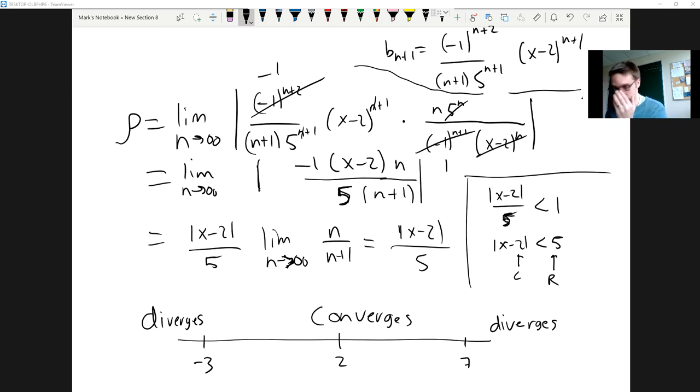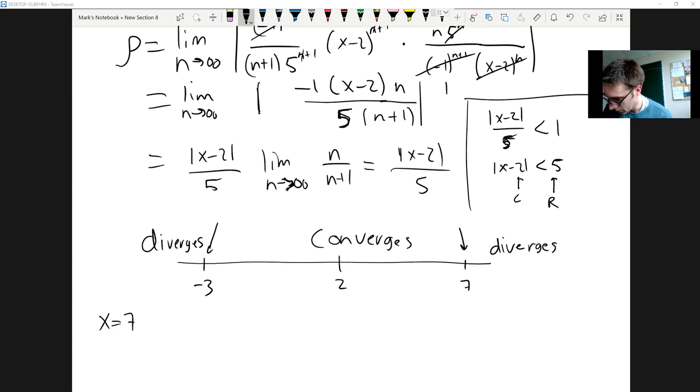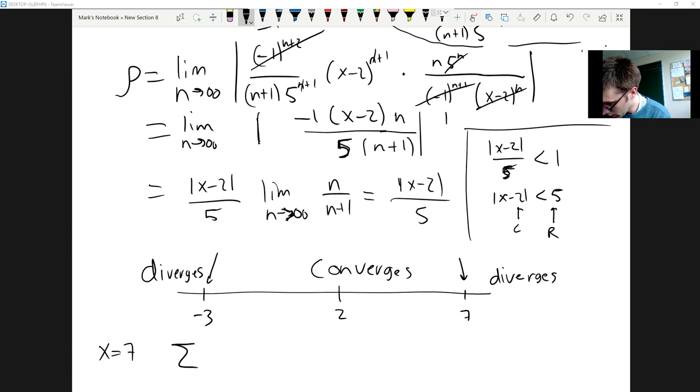And then we just need to check about the endpoints. Do we get convergence at those 2 points? Okay, so we've got our radius of convergence. Our interval is almost complete. Once we can sort out the endpoints, we'll be done. And so let's check x equals 7. If we plug that into our series, we have the sum, what was it?